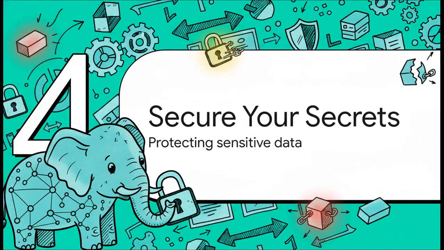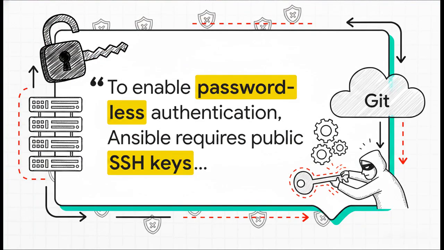Which brings us to part 4, securing your secrets. Okay, let's address the massive elephant in the room. Hard-coding plain text passwords or SSH keys right into your playbooks? Yeah, that is a security nightmare. If someone gets unauthorized access to your Git repo, they literally have the keys to your entire kingdom. We absolutely have to find a way to use credentials without leaving them lying around in plain text.